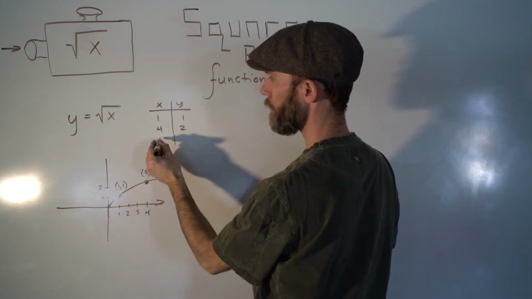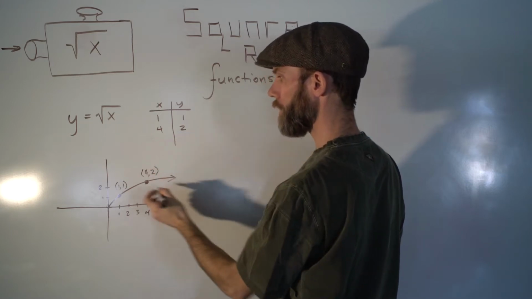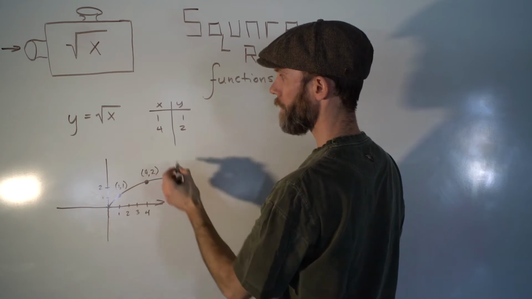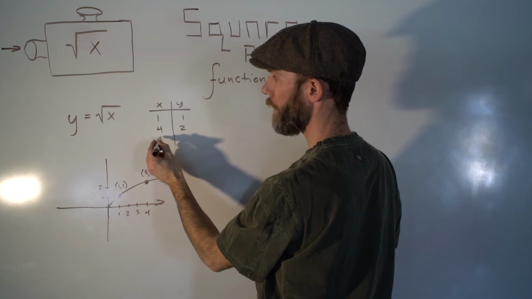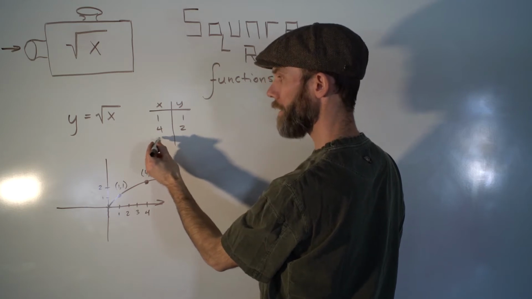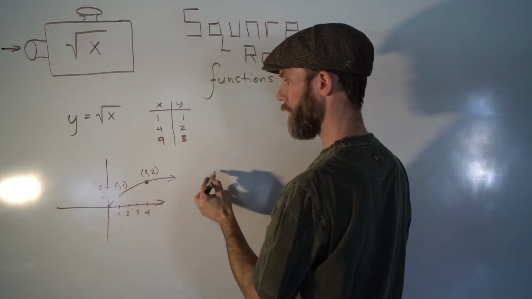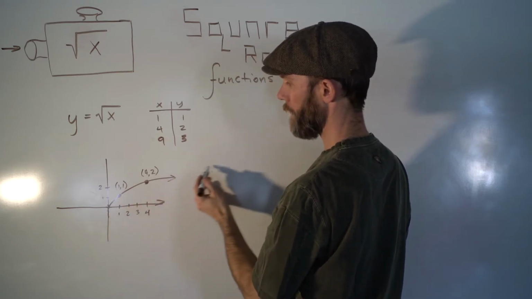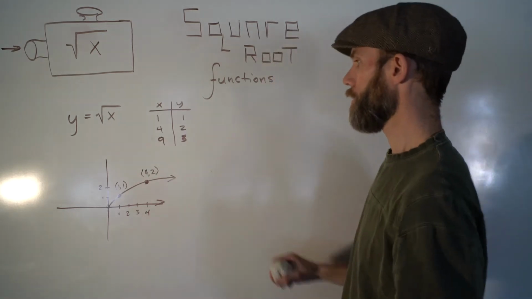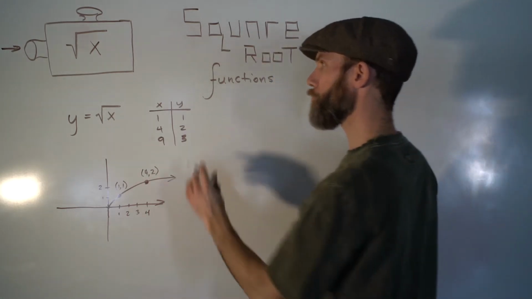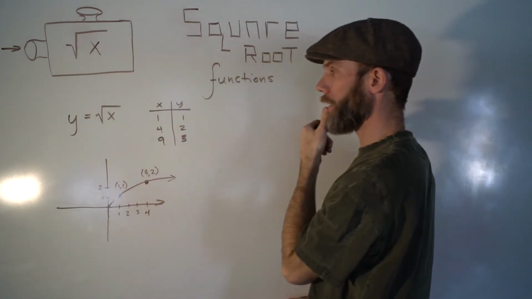Now, what would be another nice number to choose that could get us a nice answer for another point on our graph? Think about your perfect squares. 1 times 1, 2 times 2, 3 times 3 maybe? 9. (9, 3) would also be on the graph. And so it does continue to climb here. So every function you can graph just by creating a table of values, plugging in x values and getting out y values.